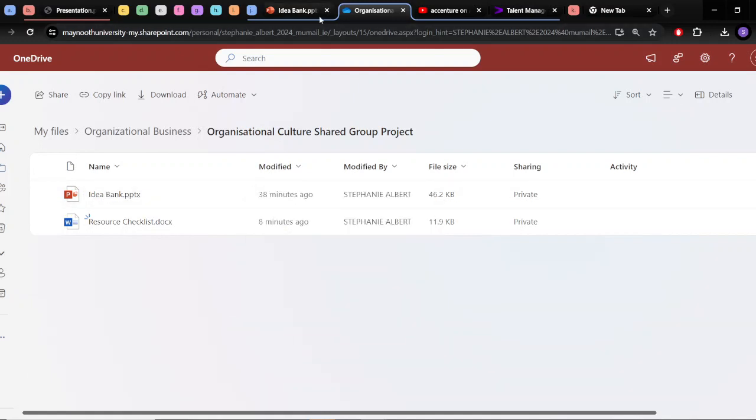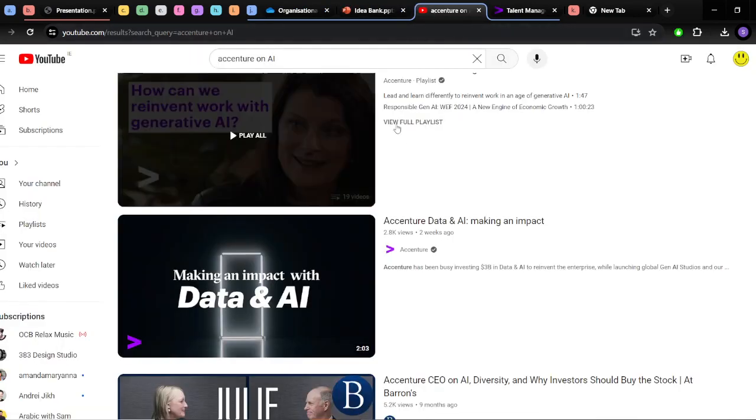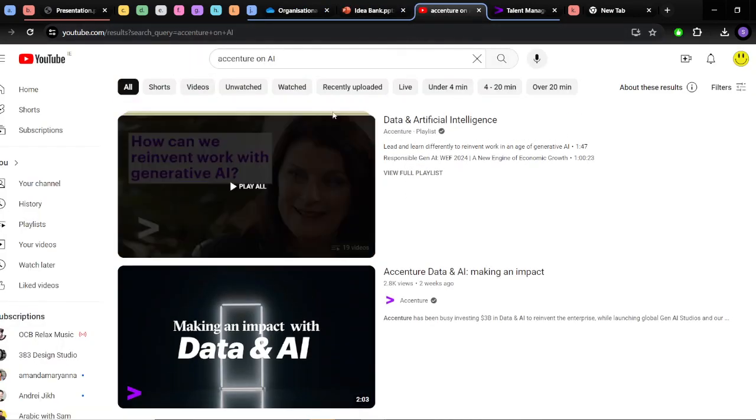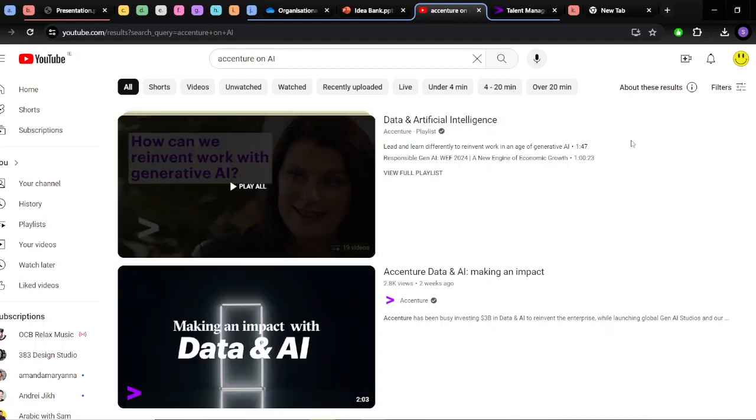And just to give you guys an example of how you might use it, I've been doing a bit of work for the project already. One of the things that I noticed is that Accenture is talking a lot about AI. They're really, really loud in the AI space, which makes sense because they consult for a lot of tech companies.